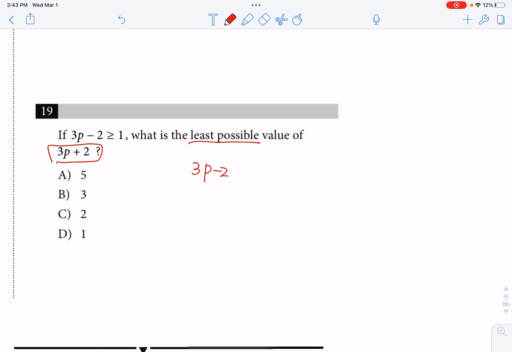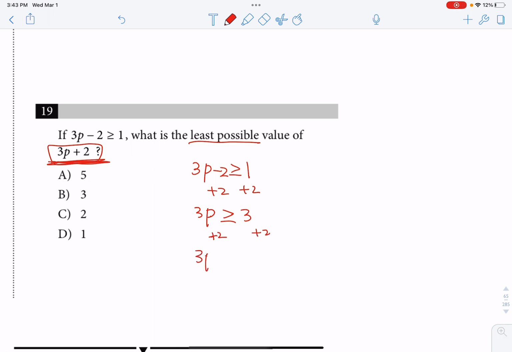3p minus 2 is greater than or equal to 1 is given. And you add 2. 3p is greater than or equal to 3. Originally, when you solve an inequality, you have to divide by 3 on both sides to find out what p is. But I'm not going to do that because they want 3p plus 2 instead of p. So I will just add 2 on both sides.